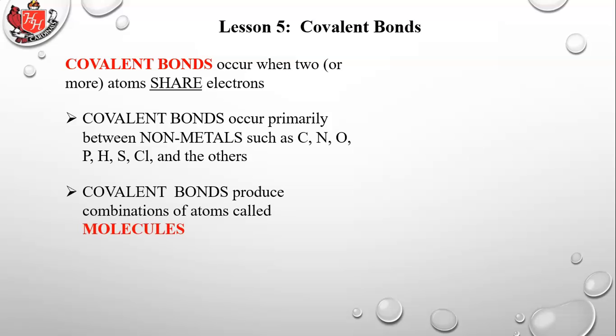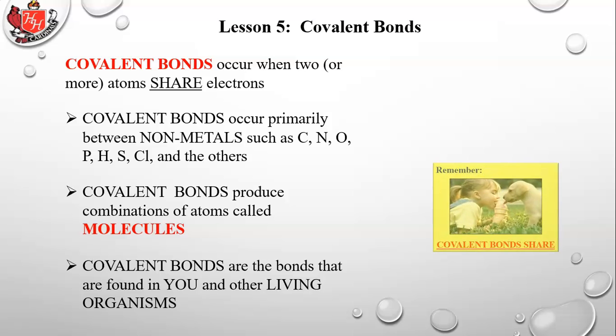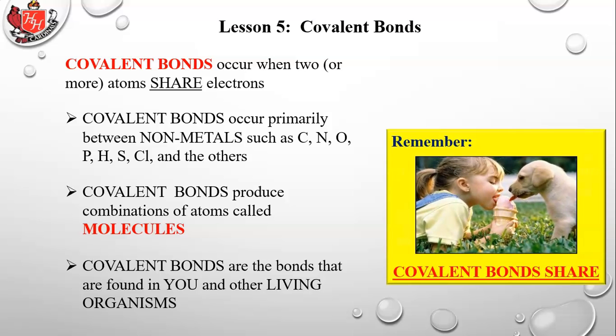Covalent bonds produce combinations of atoms called molecules. Covalent bonds are the bonds that are found in you and other living organisms. So remember, covalent bonds share. They share electrons.